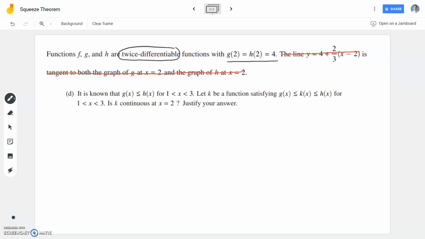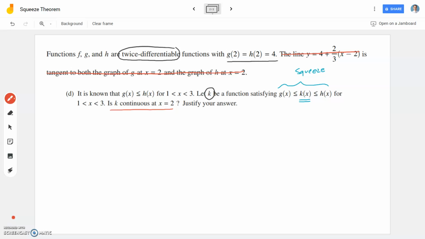In part D, we are then presented with a third function, k, and we are told that k lies entirely between g and h. This is a very common inequality that you're going to be given when you know it's time to apply the squeeze theorem. Now, what are we asked to do in this problem? We're asked to conclude whether or not k is continuous at x equals 2 and justify our answer.